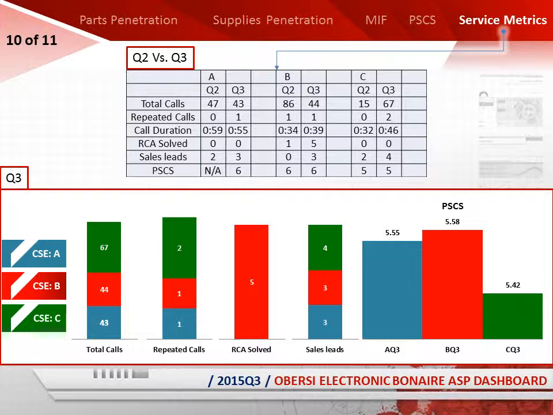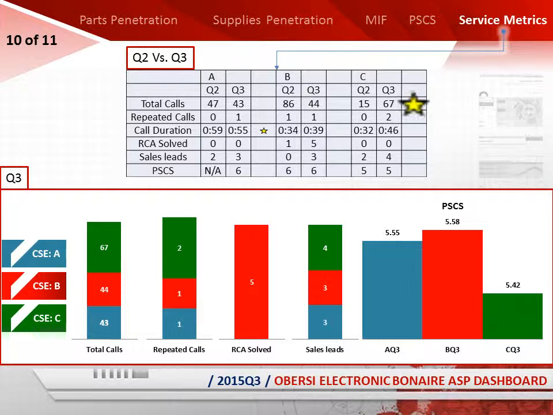Our call data system allows us to compare performance among our CSEs and recognize them accordingly. In order to protect their anonymity, we have used the letters A, B, and C to identify our 3 CSEs. CSE A was the best in reducing his call duration from Q2 to Q3.